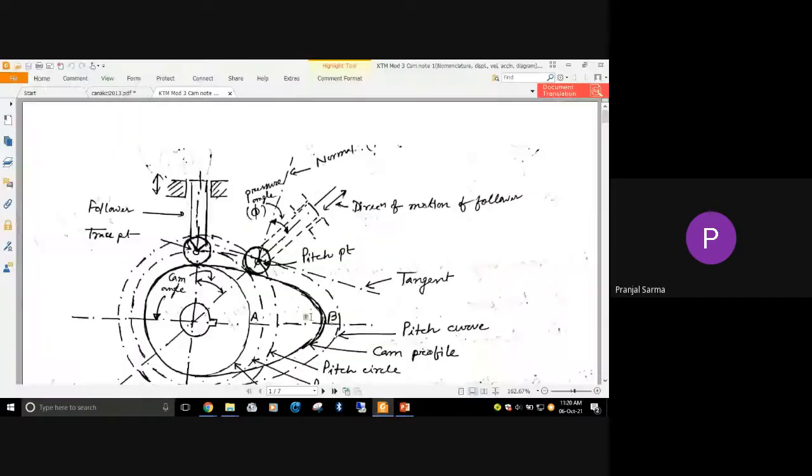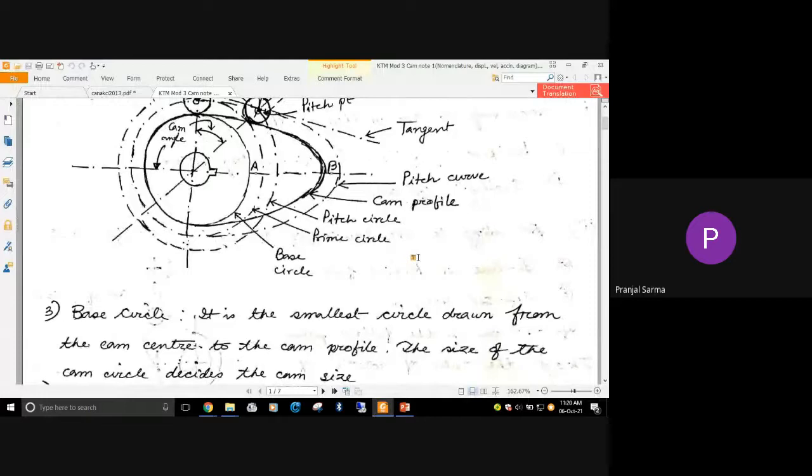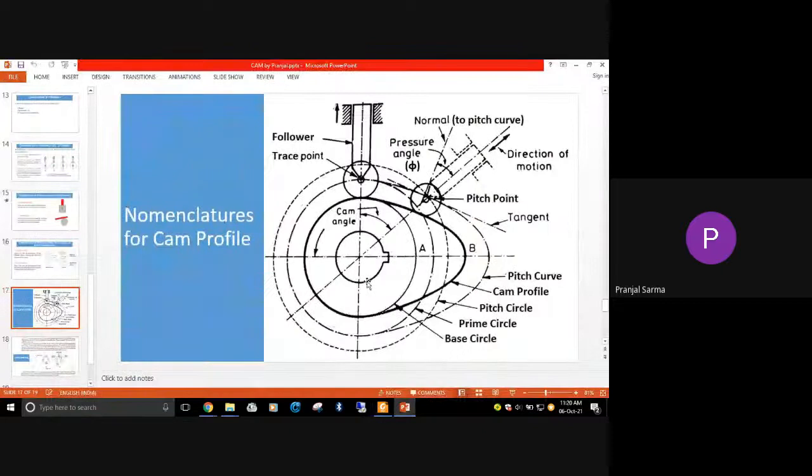Now there are some other words like base circle. So what is base circle? Base circle is the smallest circle drawn from the cam center to the cam profile. If you consider this is the cam center, there is a certain profile of that particular cam which has a constant radius, and considering the size of that cam, we can draw a circle here, the smallest circle from the cam center to the cam profile.